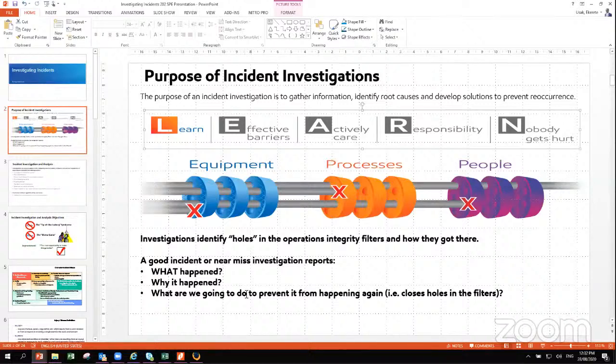So a good incident or near miss investigation will be able to tell us what happened, why it happened, and what we are going to do to prevent it from happening again. What we are going to do is to close those lapses, those gaps in our equipment, our processes, and our people.